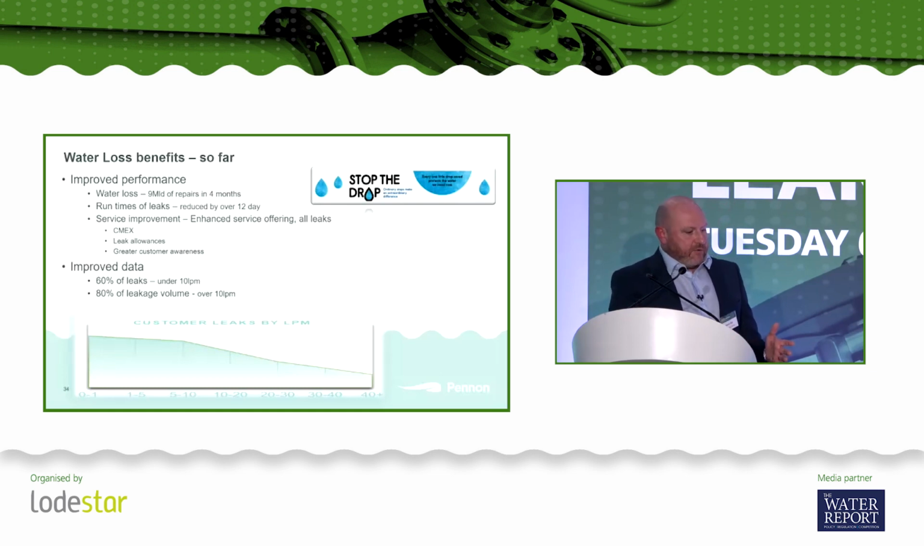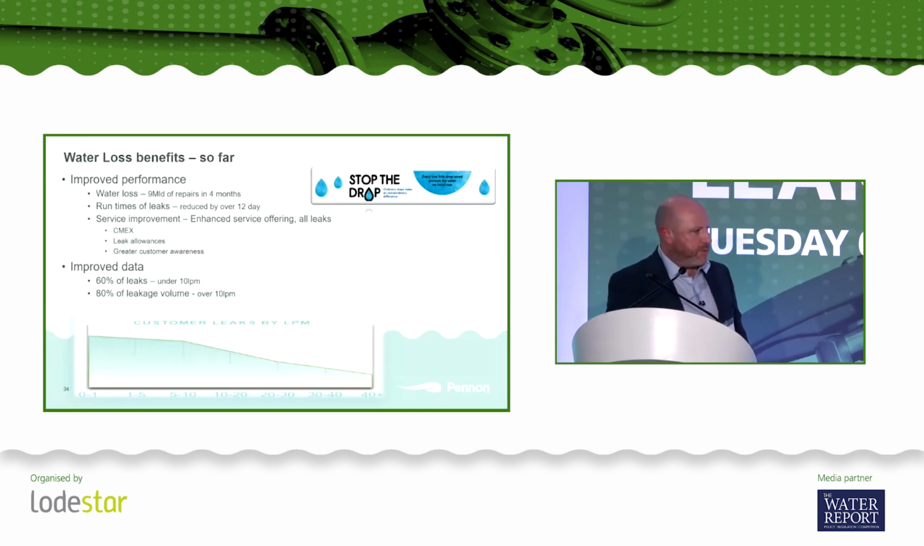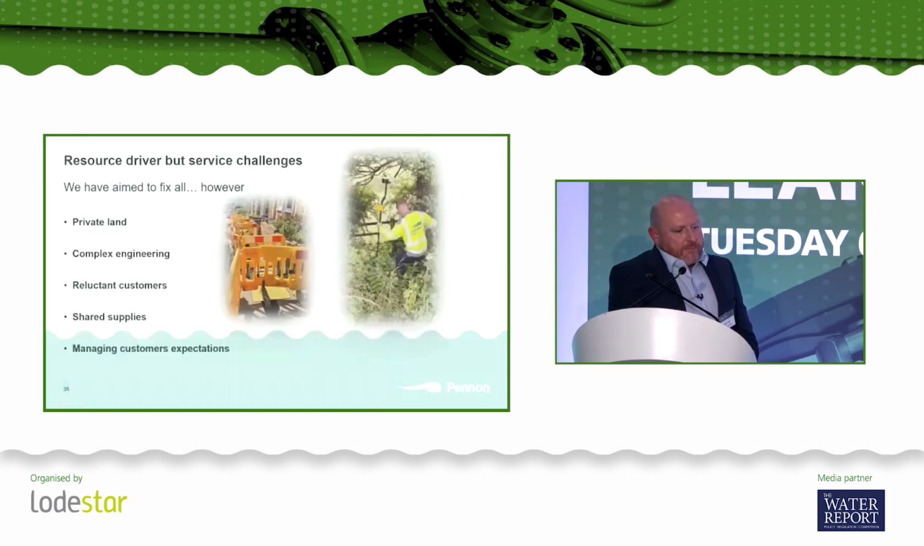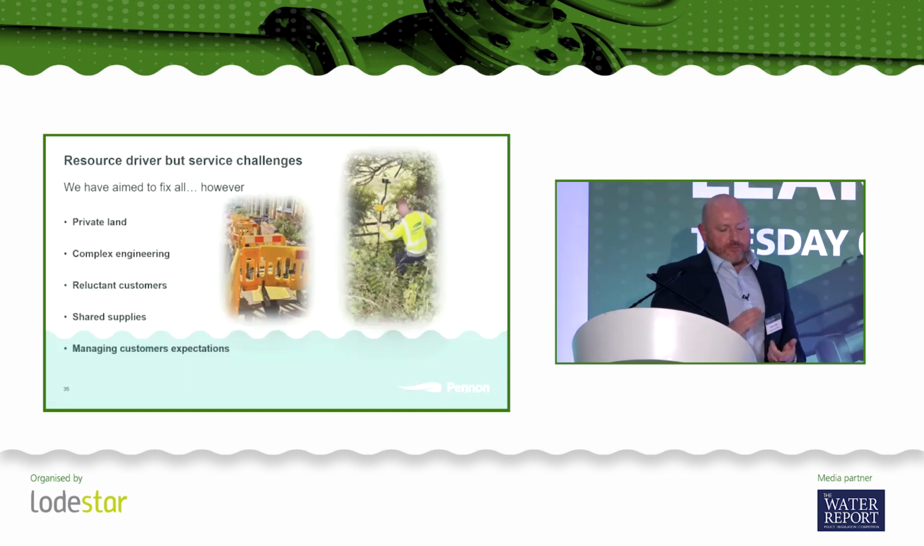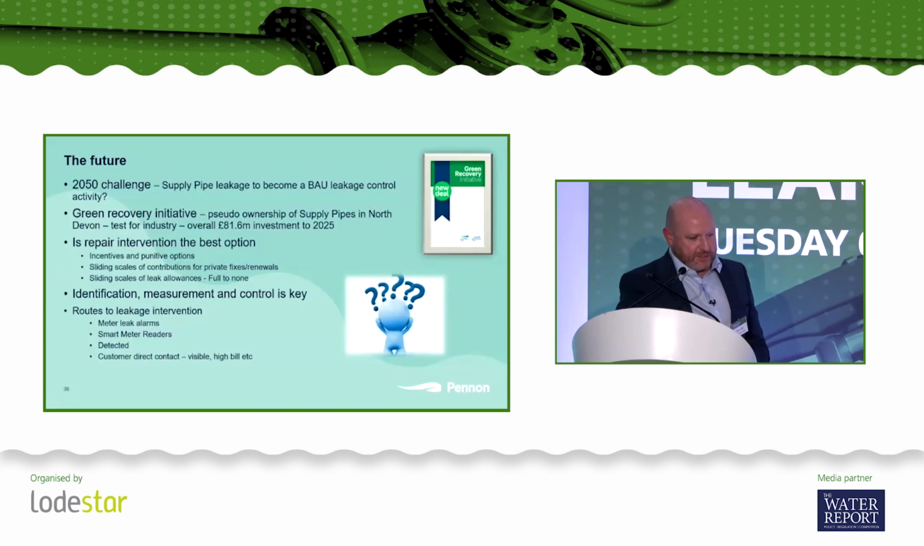But there is another side here. Although the 80% is on the high value leaks, that 20%, although they're small, there will be some point where they become these big leaks. So does it make sense to still fix them as well? We need more data, really, is what we're saying at the moment, I think. As much as it's improved performance, it's improved the data, it's not been plain sailing so far. We know some of the issues that we have in terms of dealing with customer supply pipes, private land issues, complex engineering, reluctant customers, shared supplies. So managing customers' expectations through this has been pretty difficult for us, but we have had the benefits.